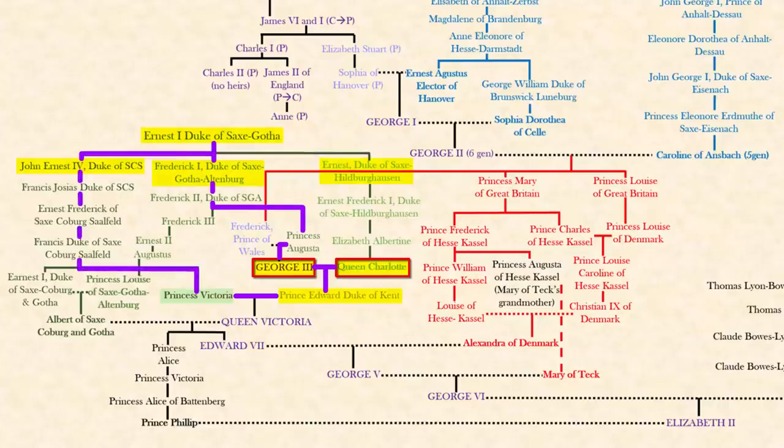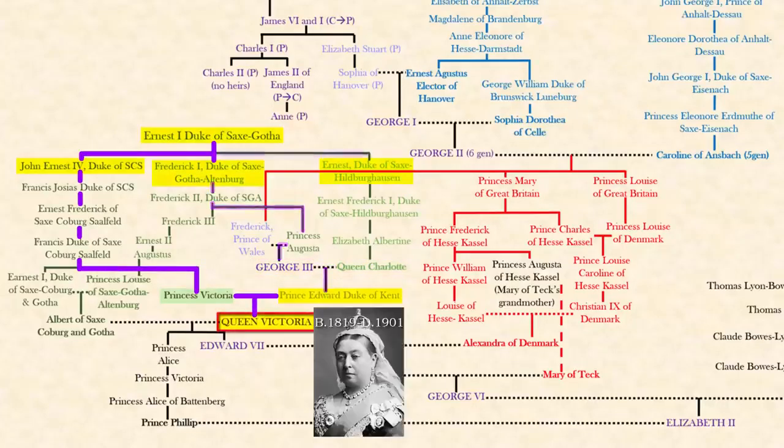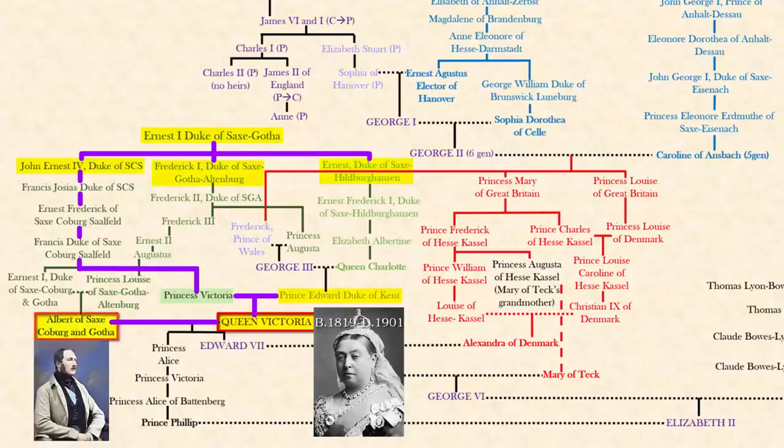Then Princess Victoria and Prince Edward had Queen Victoria. Queen Victoria, the time frame is the 1800s, think of hoop skirts, petticoats, and bustles, married her first cousin, Prince Albert of Saxe-Coburg and Gotha. Their parents are brother and sister, which makes them first cousins.